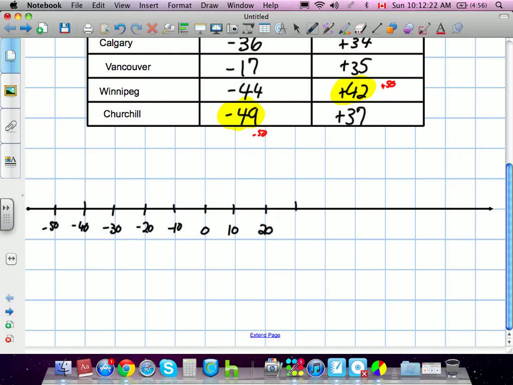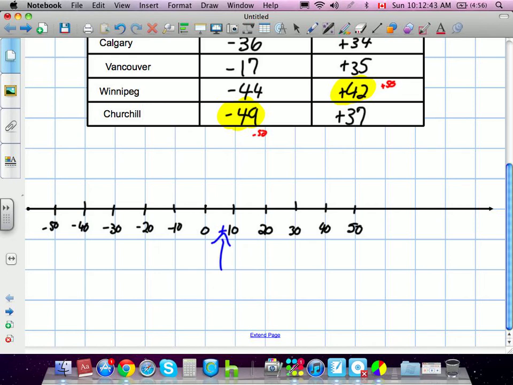Now, do you notice I didn't write a positive in front? Why didn't I do that? I'm guessing you already know it's going to be positive. You're right. We assume that a number with nothing in front of it is a positive number. In order to be a negative, we must put the negative in front.